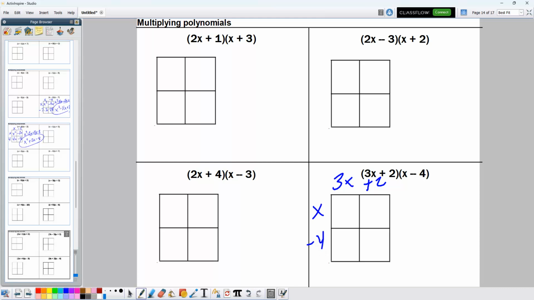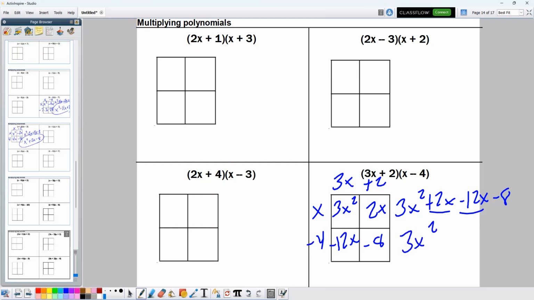So 3x times x would be 3x squared. 2 times x would be 2x. 3x times negative 4 would be negative 12x. And 2 times negative 4 would be negative 8. I'm going to write everything that's inside the boxes out here to combine my like terms. My like terms are 2x and negative 12x. That would give me negative 10x. So I have 3x squared minus 10x minus 8.